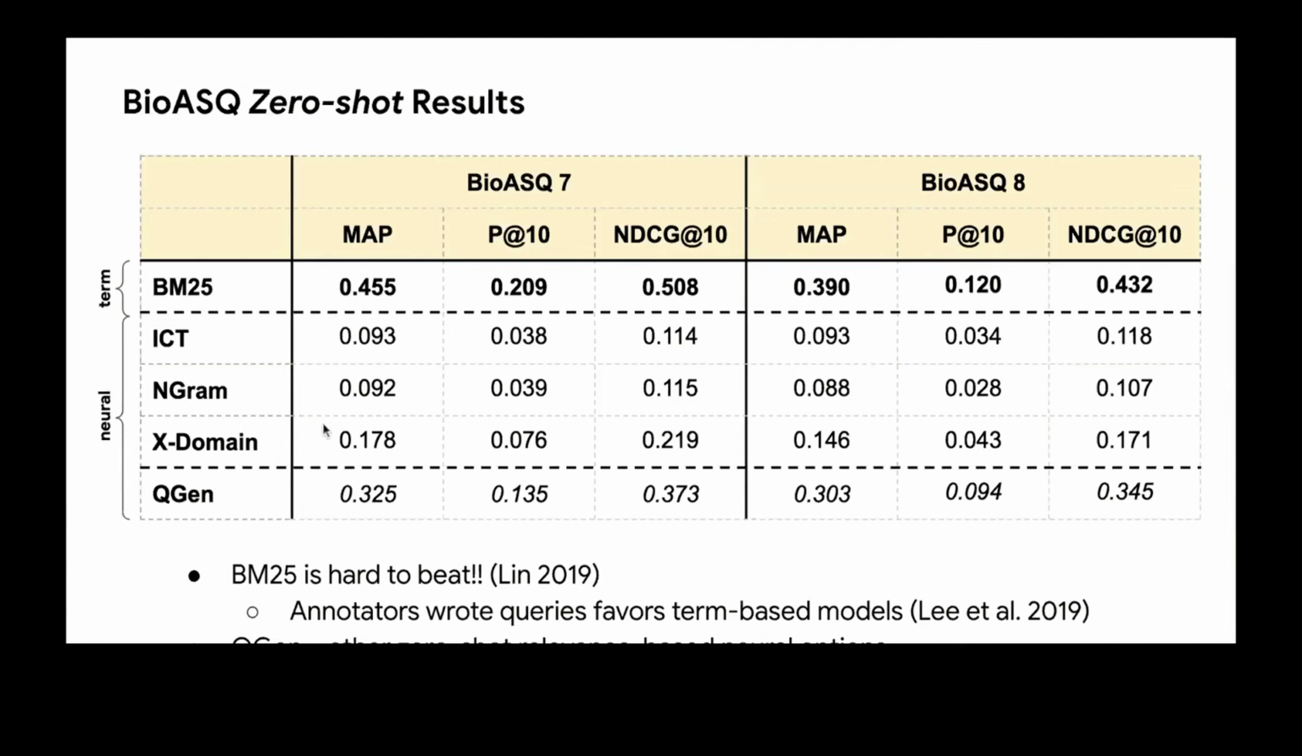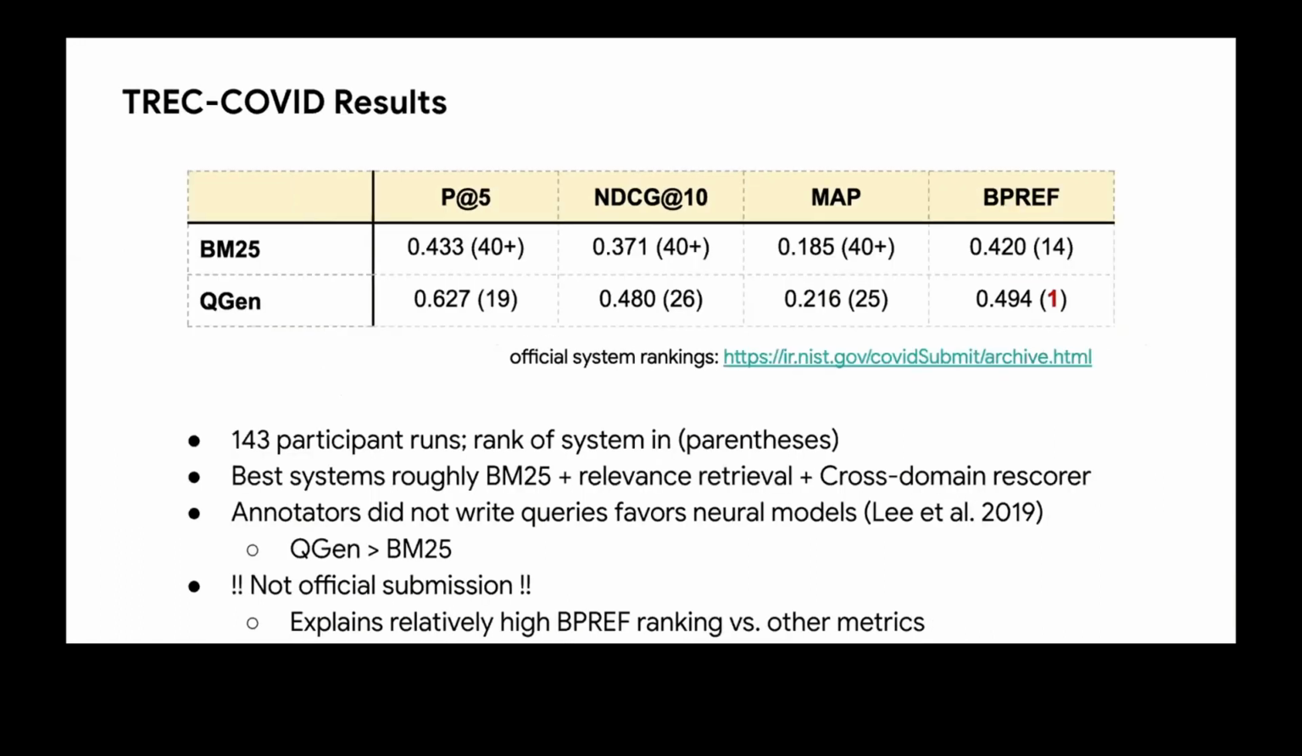BM25 is really hard to beat on this data specifically. And this is the one where the annotators, the people who annotated relevance judgments, wrote the questions. It has been observed by others in other domains that when that happens, term-based models do end up doing better. But at least among the neural strategies for creating biomedical literature retrieval first stage models, the data augmentation, question generation approach seems to be the most effective.